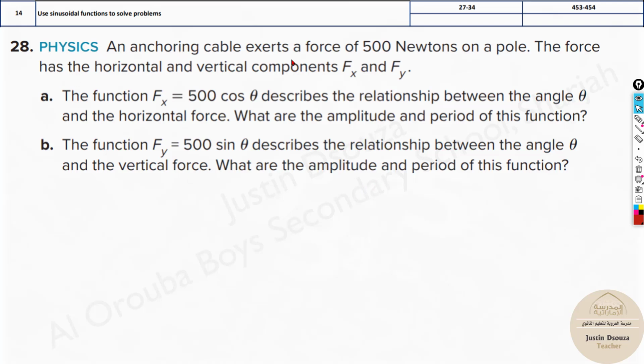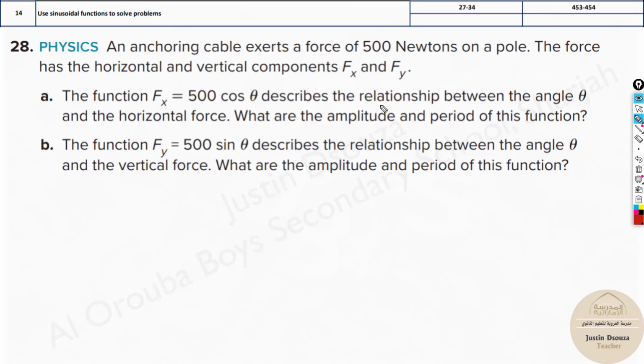Here we have a real life situation problem. An anchoring cable exerts a force of 500 Newton on a pole. The force has the horizontal and vertical components, f of x, f of y. Always x relates to the horizontal component, y to the vertical. The function f of x is given over here, 500 cos theta.